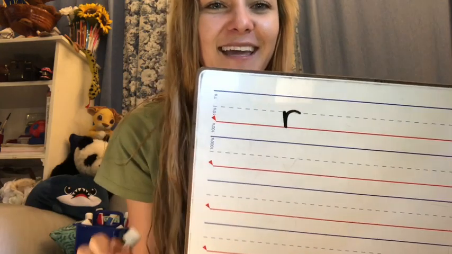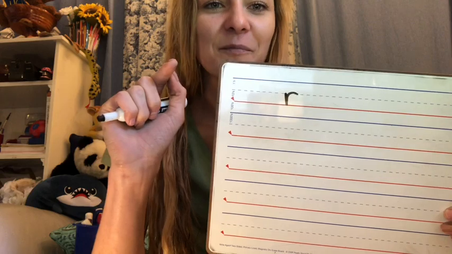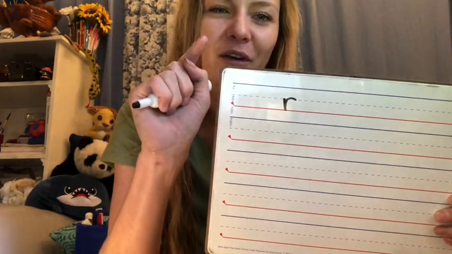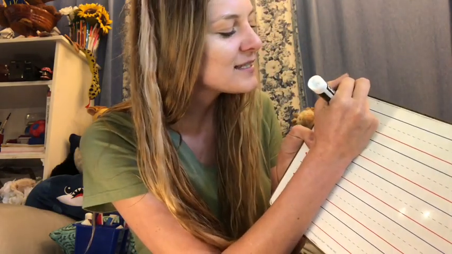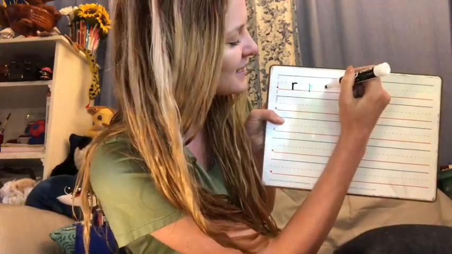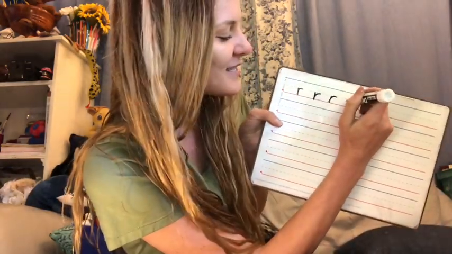And when we say the letter R, we say down, up, over. Down, up, over. Okay? So when you're practicing it yourself, you're gonna say it and write it at the same time. Down, up, over. R. Okay?